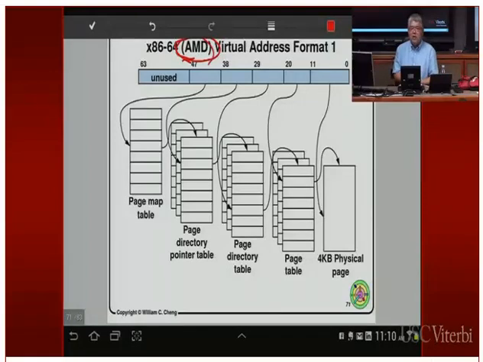Okay, and do you really need a 64-bit address? I mean, the address space is way too large, right? It doesn't really make sense. So actually, the first 16 bits over here are unused in the AMD scheme. Okay, so this is called the AMD, this is called the x86-64 format. That's why when you download your Ubuntu Linux, right, it says AMD64. It doesn't say IA64. Intel uses IA64, right? But typically we use AMD64.